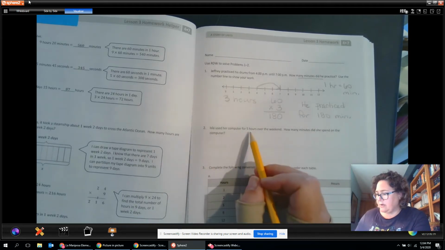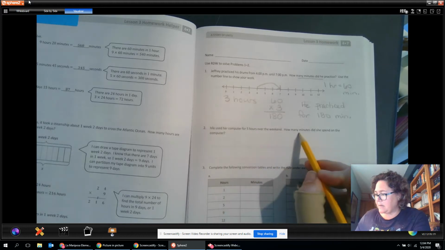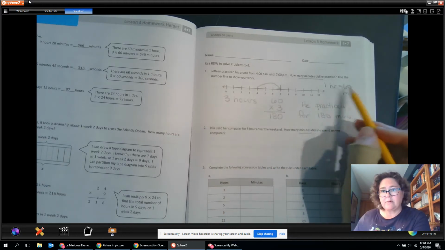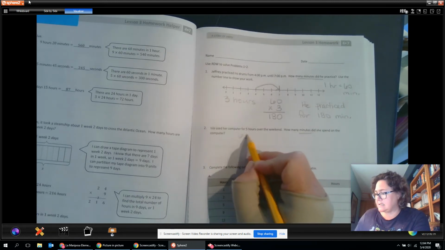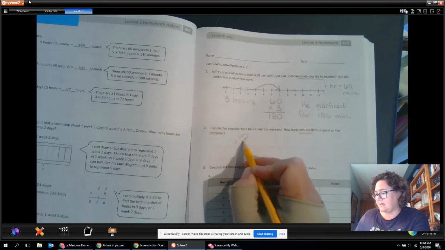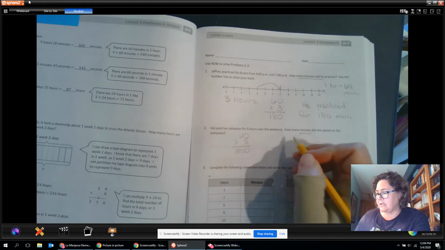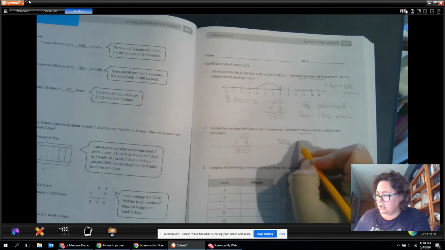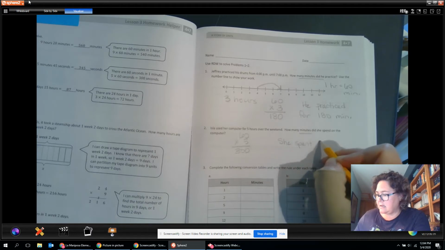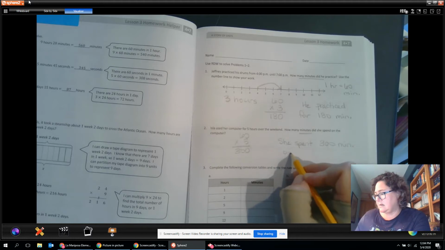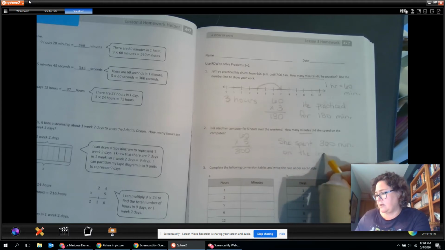Isla used her computer for 5 hours over the weekend. How many minutes did she spend on the computer? So again, remembering that 1 hour is 60 minutes. So we're going to do our 60 minutes times the 5 hours. 5 times 6 is 30. So she spent 300 minutes on the computer.